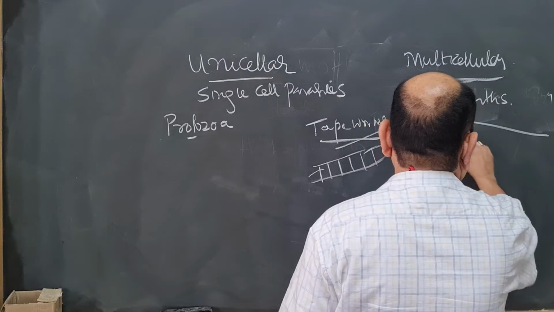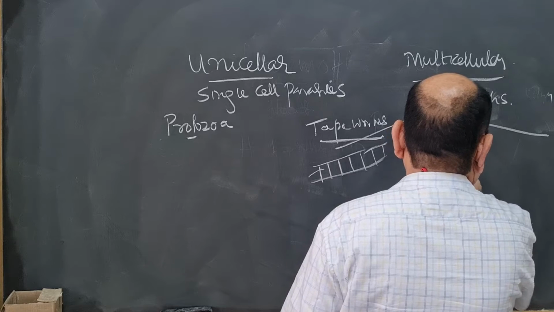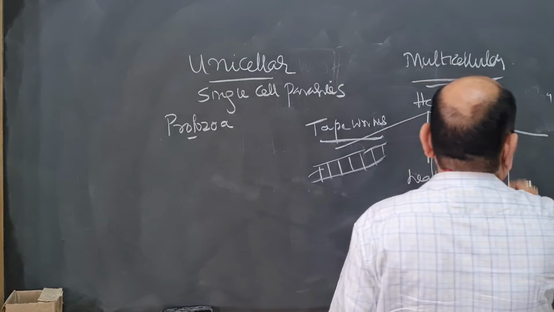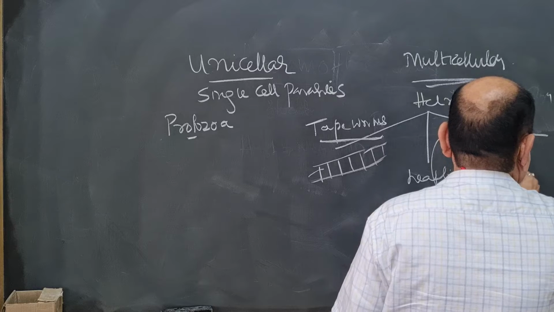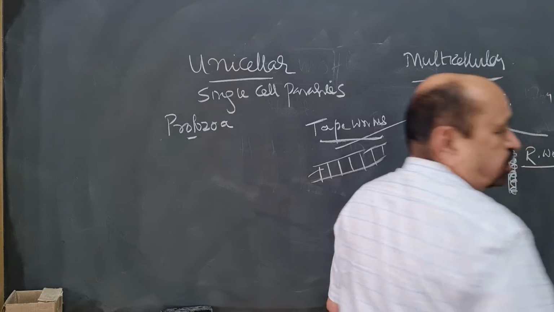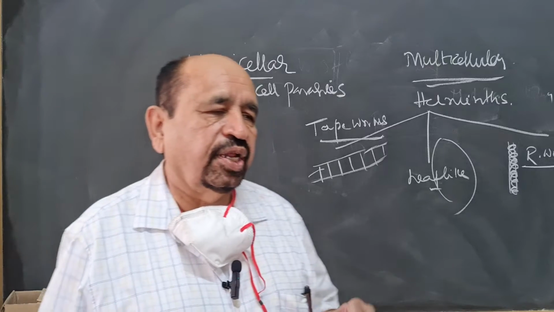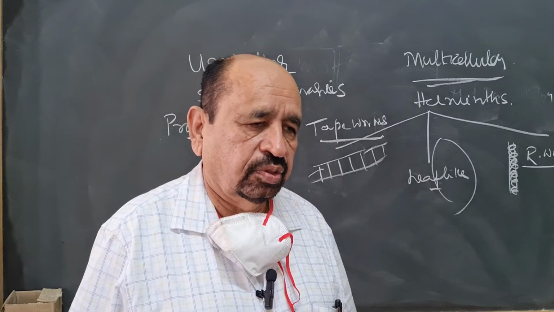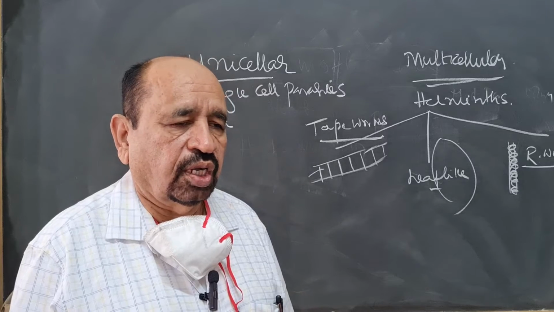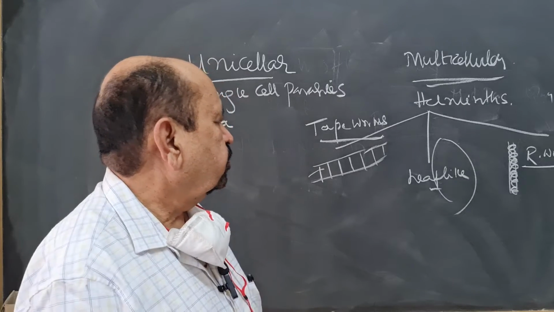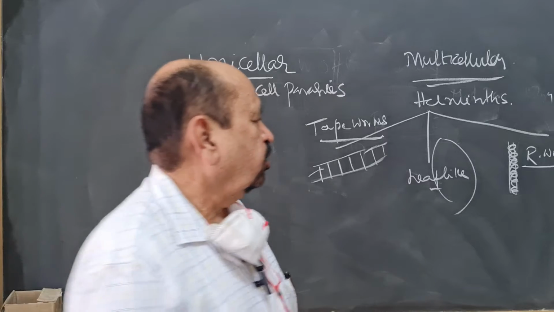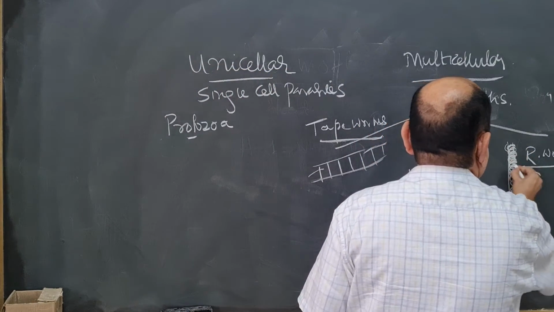Next is leaf like worm. Next is round worms. So everybody repeat with me. Parasites are classified into unicellular. Example, protozoa. Multicellular, they are classified into tapeworms, leaf like worms and round worms.